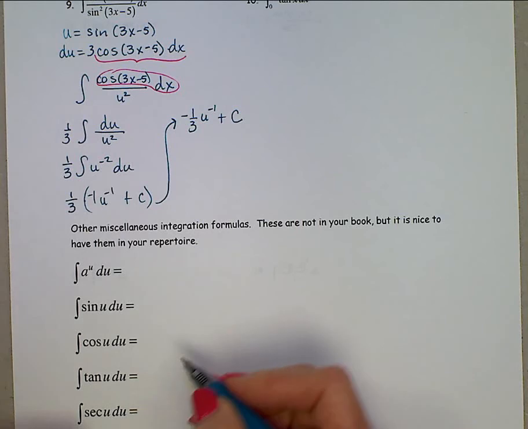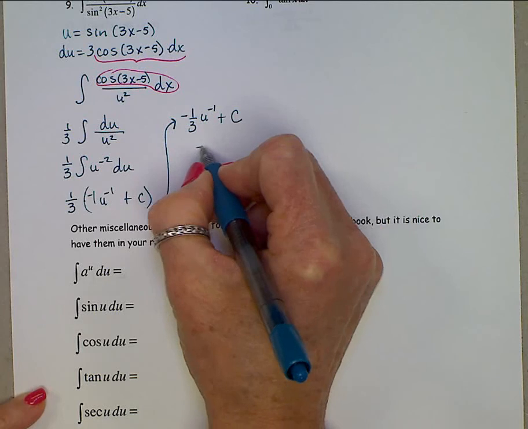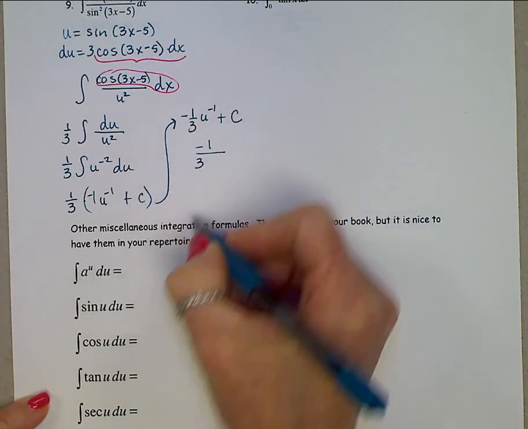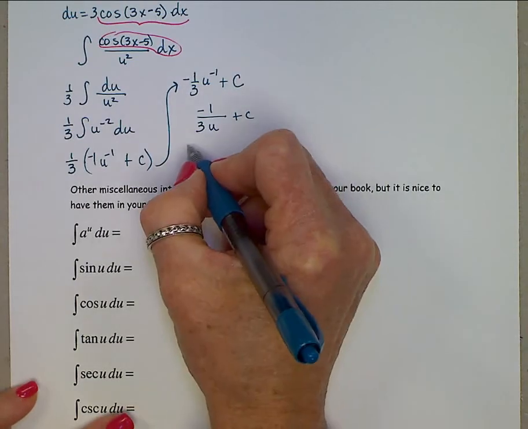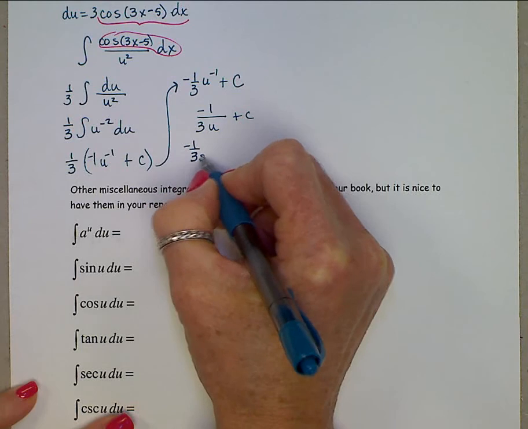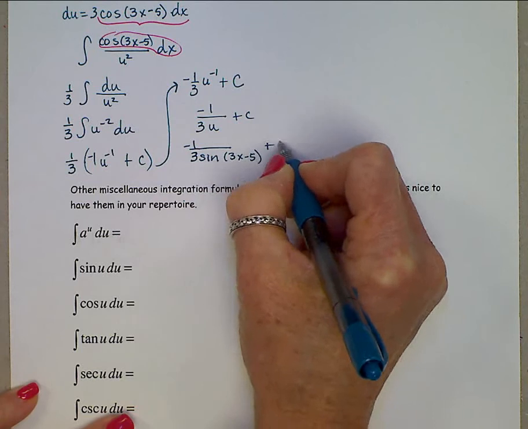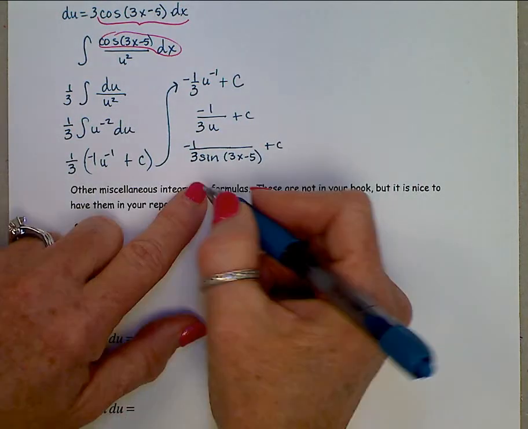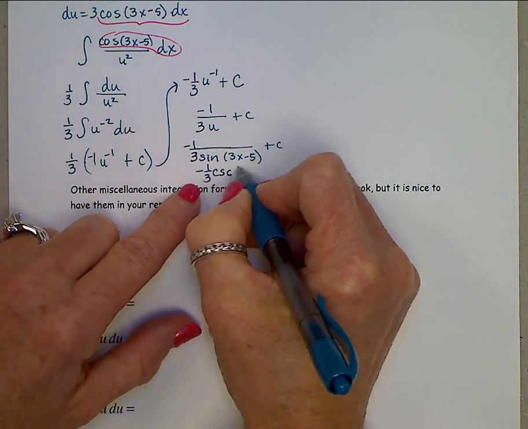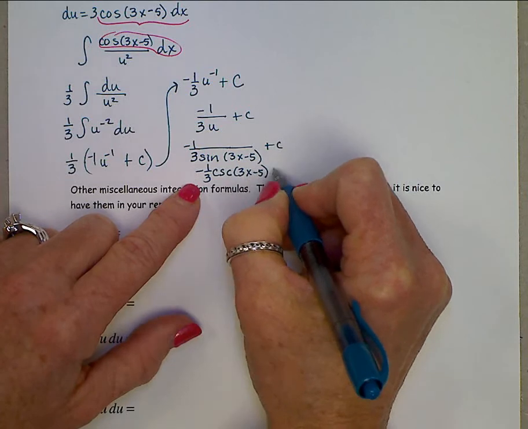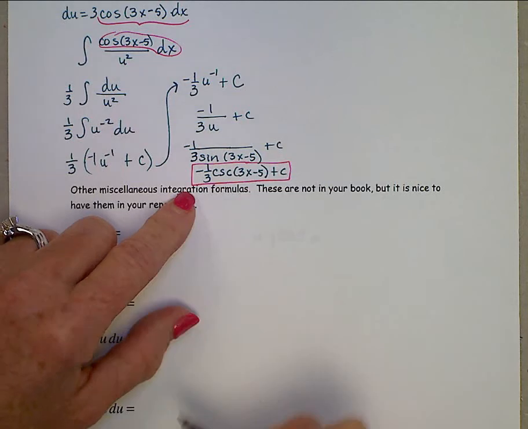Now, I would suggest you rewrite this u to the negative 1 as negative 1 over 3u plus a c. And now we see negative 1 over 3 sine of 3x minus 5 plus a c, which can then be further written as negative 1/3 cosecant of 3x minus 5 plus a c for our final answer here.